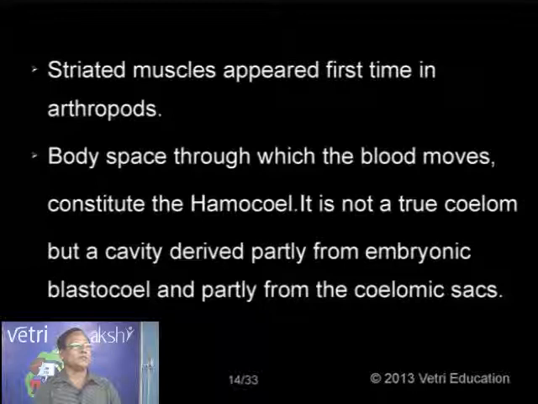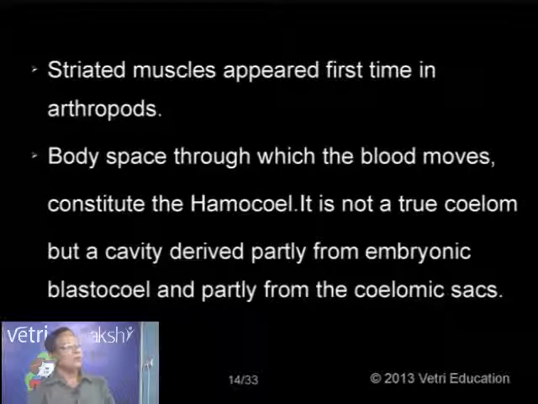So anyway, this is the first group that has developed, that is the striated muscles. So what is the next category, what is the next character? I mentioned already the case of one anomaly, namely the hemocoelomic system, or hemocoelic system. So what is the meaning of hemocoelic system?